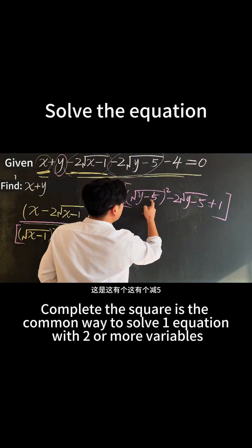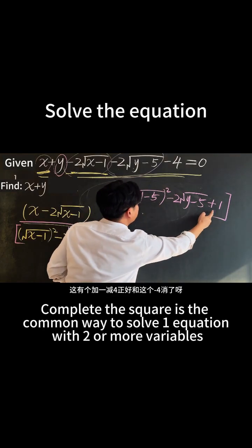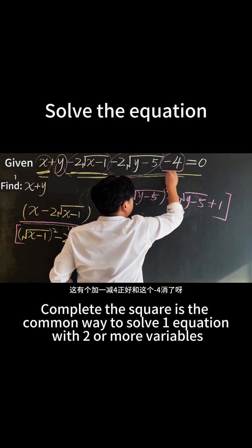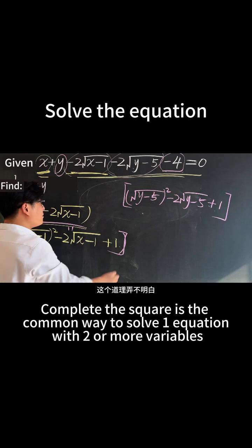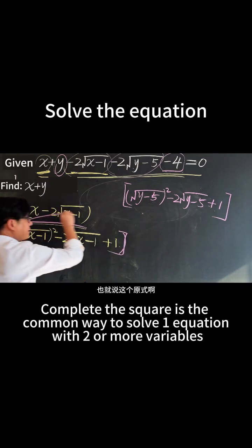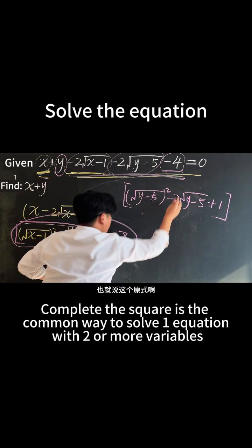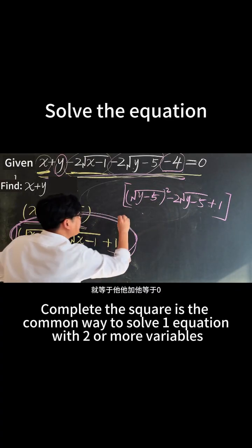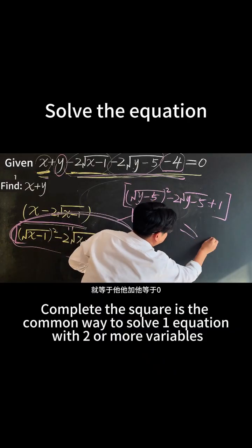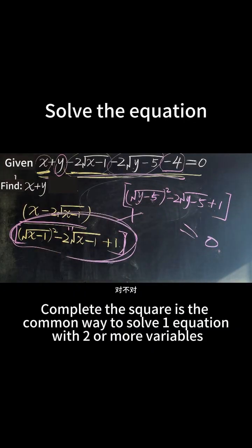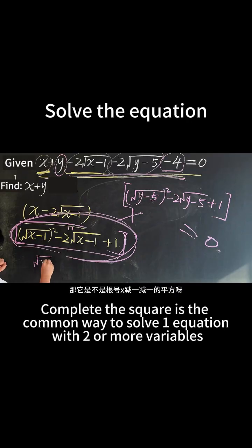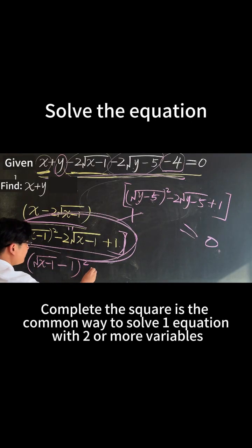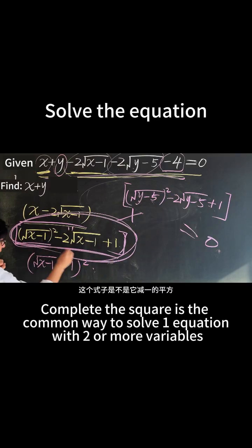So here we have this. There's a minus 5, and here there's a plus 1 minus 4, which cancels out exactly with this negative 4. This is pretty clear. In other words, you should go back and carefully check this calculation yourself. It's just equal to this plus that as the main part. Right? So isn't this just the square root of x minus 1 minus 1, all squared? Isn't this expression just something minus 1 squared?